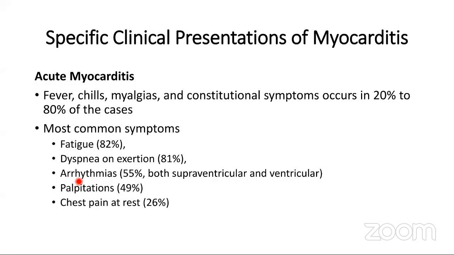The specific clinical presentation of myocarditis may be acute, and this is the common presentation. Constitutional symptoms may be an upper respiratory tract infection, followed by cardiac symptoms. As we said, it may come with heart failure symptoms, it may come with a chest pain syndrome, and it may also come with arrhythmia, various types, supraventricular and ventricular arrhythmia.